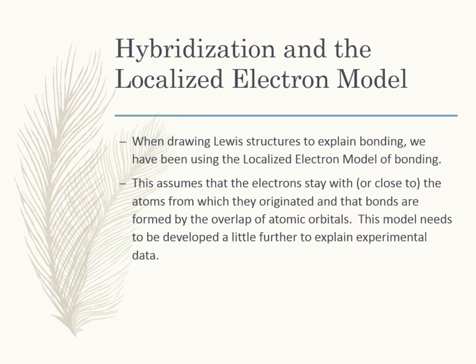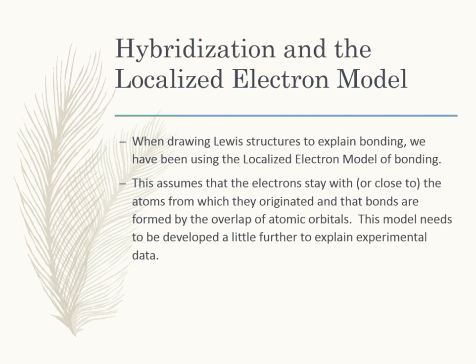So we've been drawing Lewis structures to explain bonding, and we've been using the localized model. What that means is electrons we perceive to be belonging to a certain atom. That's the localized electron model. The electrons belong to the atom. And recall with metallic bonding, we learned that the electrons become delocalized and become part of a giant structure. That's usually a preview of the delocalized model of the atom anyway.